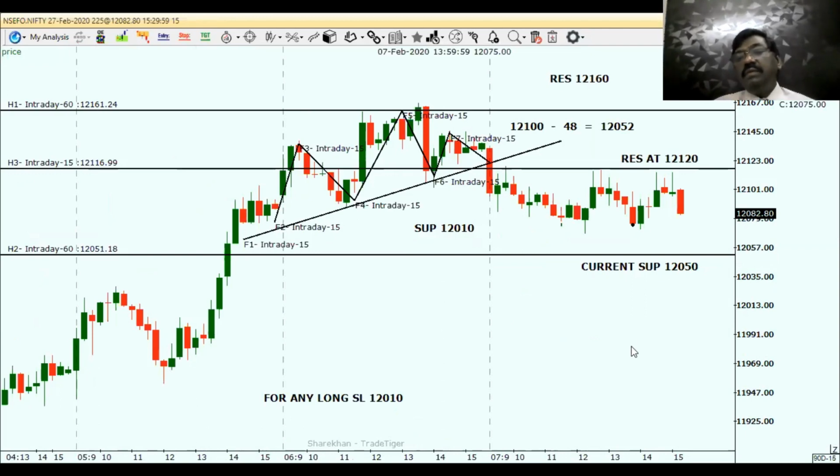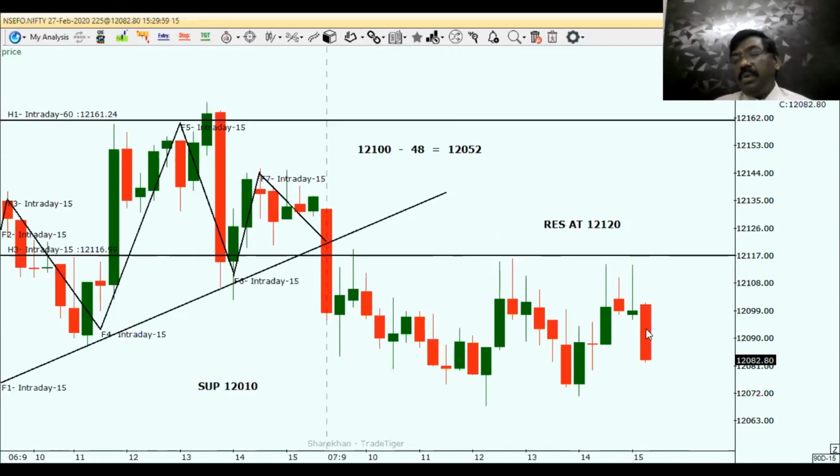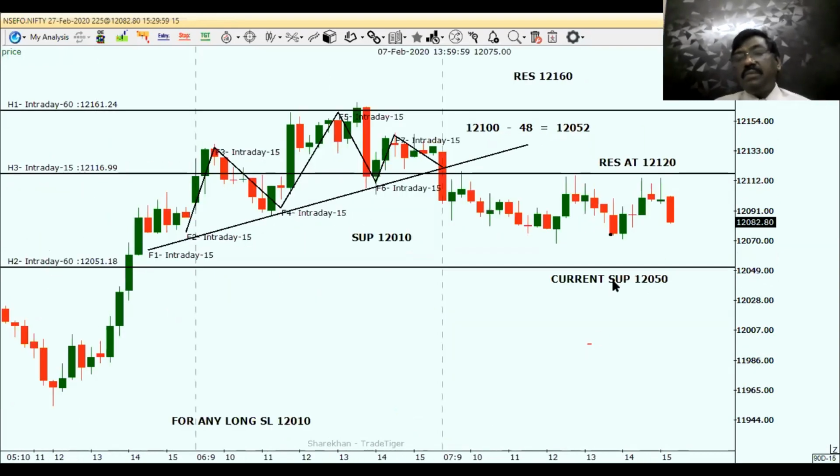That means if the price is able to take a bounce from here, you can think about a small long for intraday. If 12,050 is broken, the fall can be bigger. So this is how we should look at it. As long as 12,120 is not broken, for all your shorts, 12,120 should be your stop loss. For all longs, keep another 5 points below 12,050. 12,045 can be the stop loss for all longs for Monday.